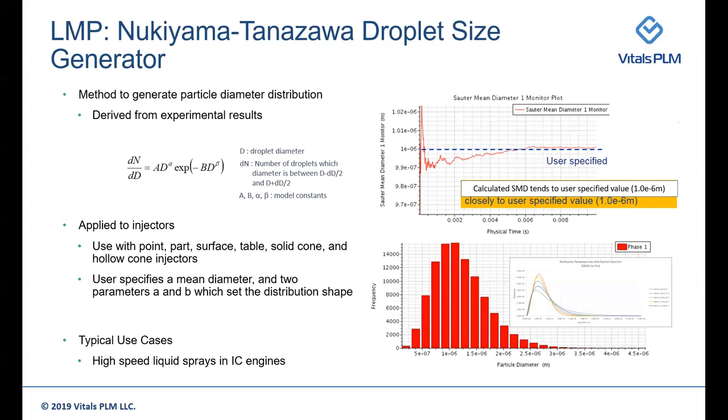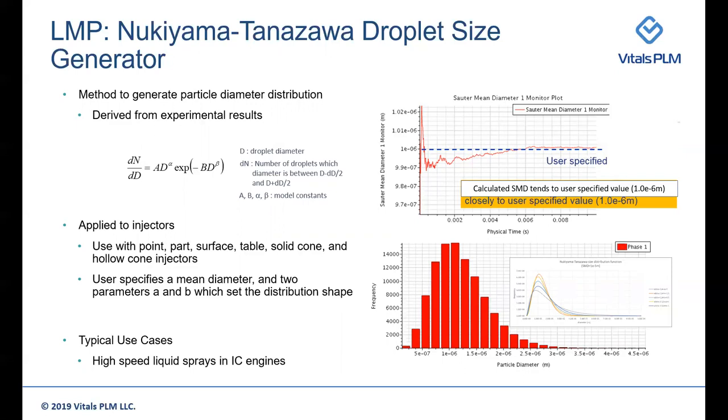Here we see an example of a droplet size generator application for the Lagrangian multiphase flow, which was performed by Nukiyama and Tanizawa, researchers. With the Lagrangian multiphase approach, we can actually generate the distribution of droplets, starting with the known diameter of a droplet at the injection. So within STAR-CCM+, there are different injectors available: a point injector, path, surface, table, solid cone, and hollow cone.